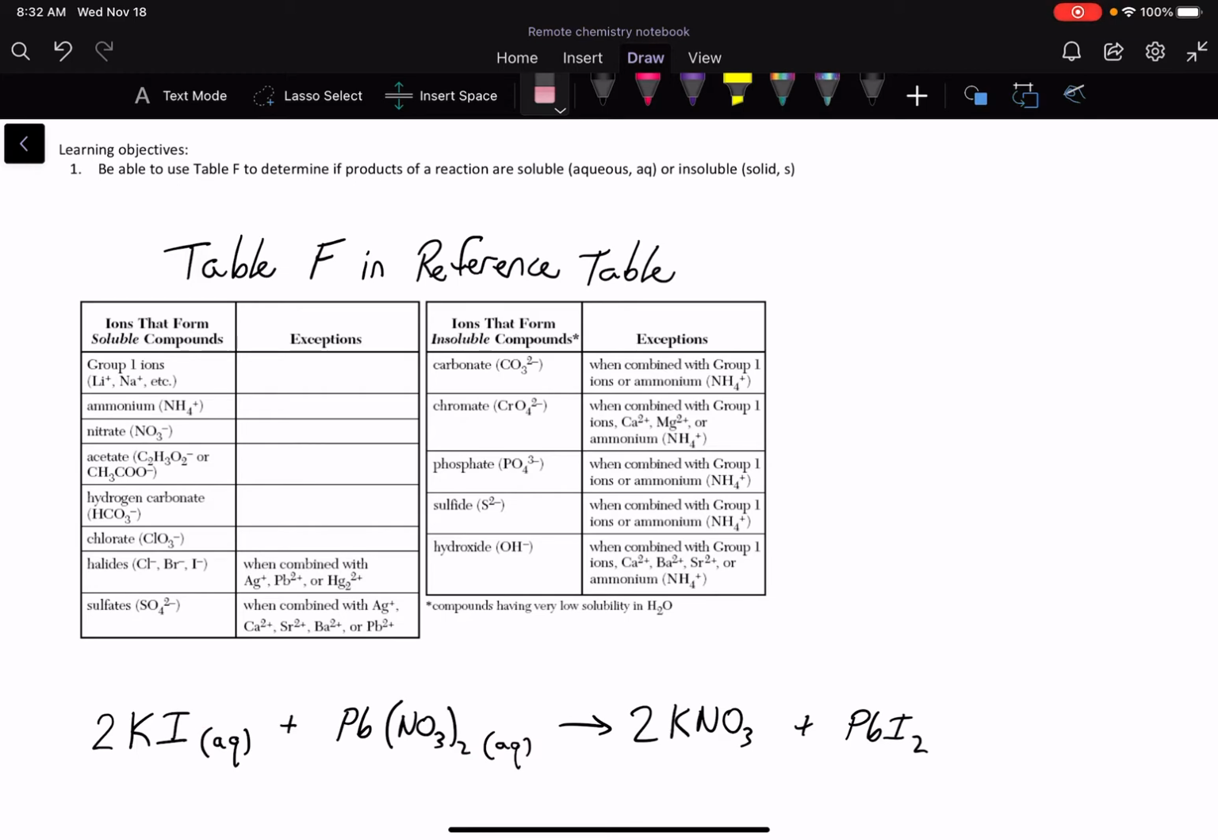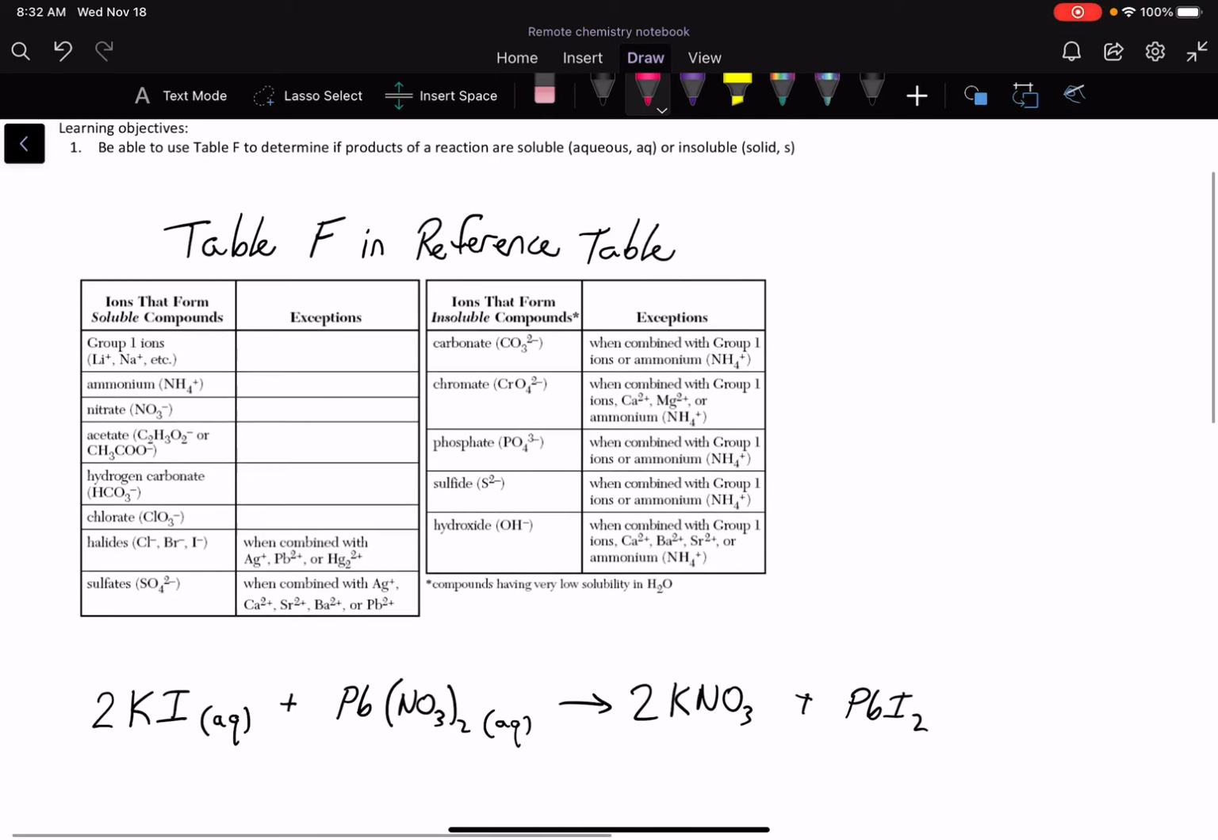And so we're going to build on these skills and go one step further. We're going to figure out now what's going to go next to our products. So we need to figure out, are these products going to be aqueous, or are they going to be solid? So that's what we're going to learn today. And we're going to use, in the reference table, table F.